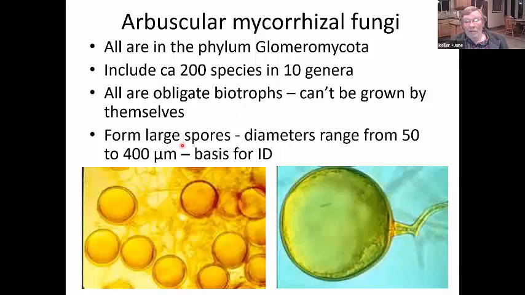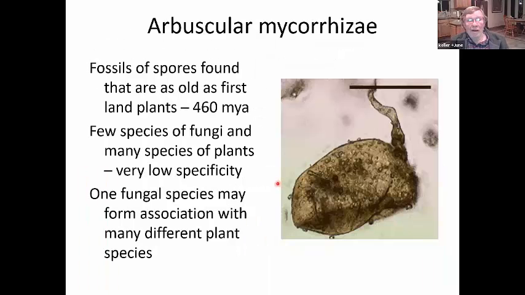They do form these very large spores out in the soil, and diameters range anywhere from 50 to 400 micrometers. That's 4/10 of a millimeter. Sorry. So they're almost large enough to see with the naked eye. And this is how you can identify them, the characteristics of these large spores, for the Glomeromycota, the arbuscular mycorrhizae.